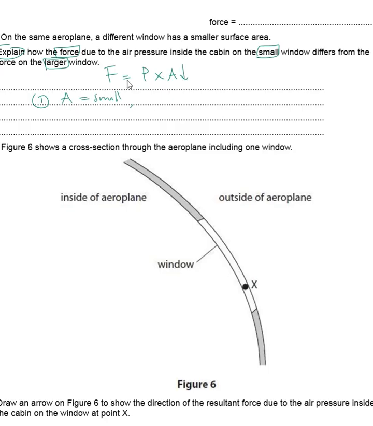So if the area is small, what happened to the force? The question says what happened to the force. Therefore, force is also small. So when the area is small, pressure is small, so therefore force is small on a small window. Now number 2, if A is large, then force is also large. Look, because A and F are the same. If A increases, then F will also increase. It's also large on a large window.